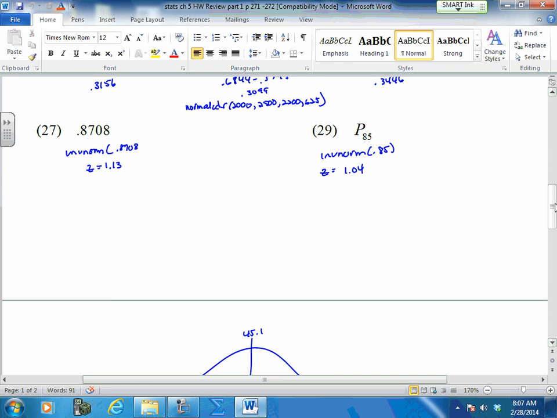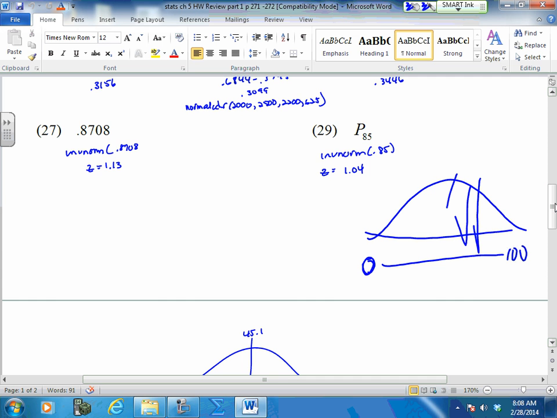For this guy, you just had to find me the z-scores. Area to the left, inverse norm. Your percentiles, remember, go from 0 to 100. So if I'm looking for 85% of my field, I know my z-score has to be positive. It has to be on the right-hand side of the 0. When I do my inverse norm, flip that to a decimal, you get your z-score.